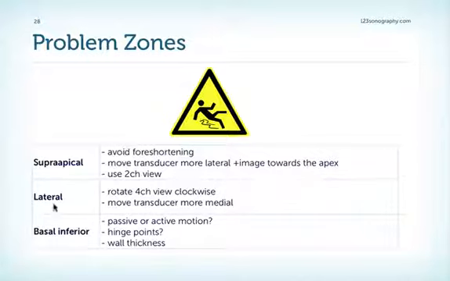For the lateral region, try to rotate the four-chamber view more clockwise towards the posterolateral wall. Move the transducer more medial and thereby have a better perpendicular angulation towards the lateral wall and thereby better resolution. And for the basal inferior region, try to assess how the motion actually is. Is it more passive or active? Look for hinge points and also try to see if the wall thickness is normal or not.